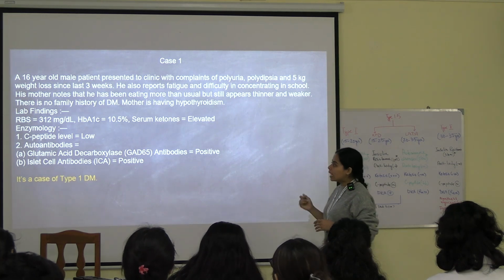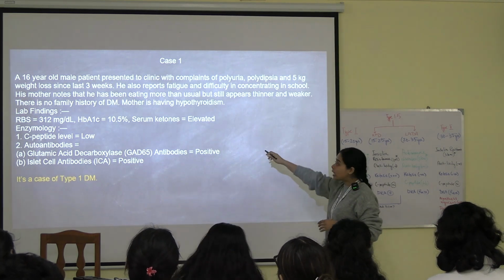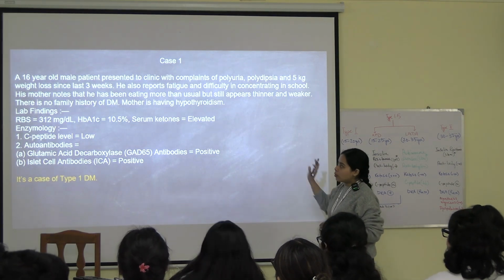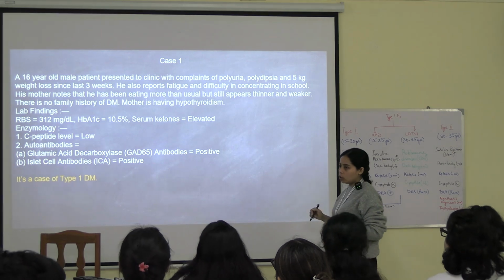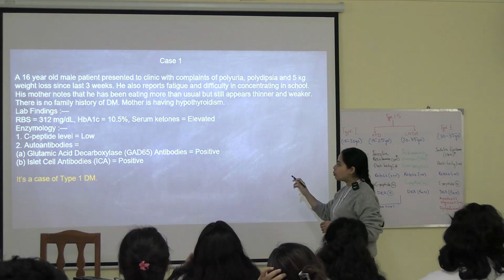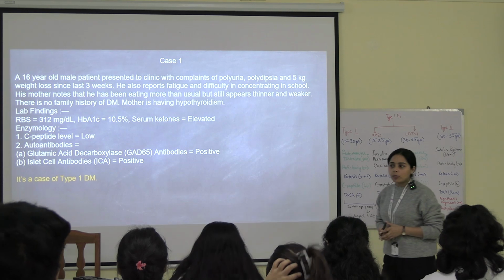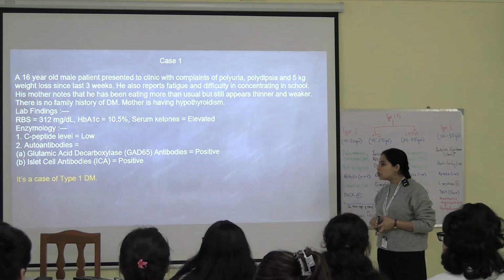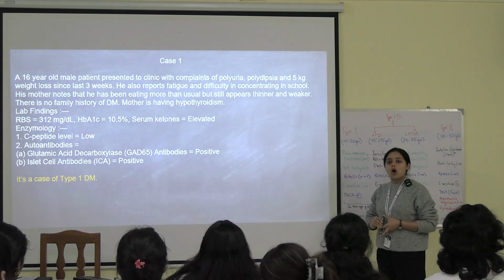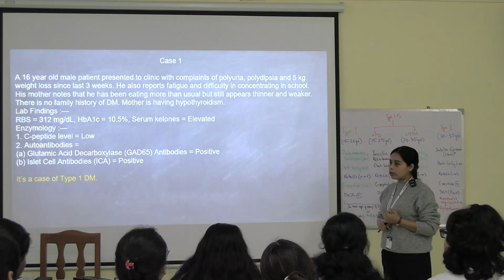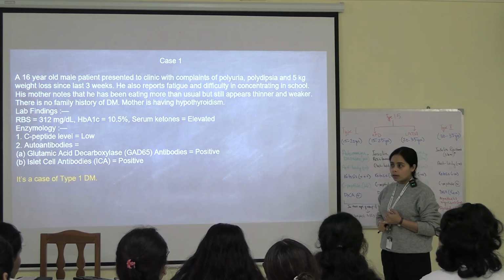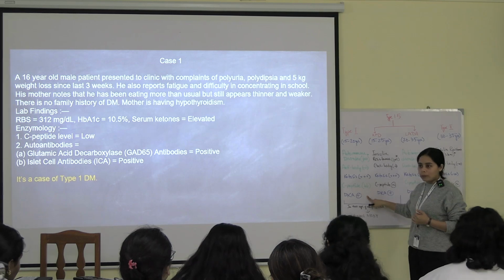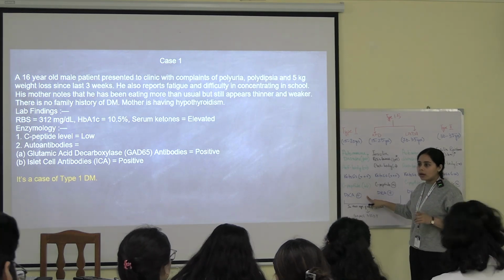Next you check the blood. You saw that ketosis is there, right? And also RBS and HbA1c are elevated. C-peptide is low. Then the autoantibodies are positive. If autoantibody is positive, it means it is an autoimmune disorder rather than an insulin resistant disease. Autoimmune disorder, age is 16, as well as ketosis is present, right? So, type 1.